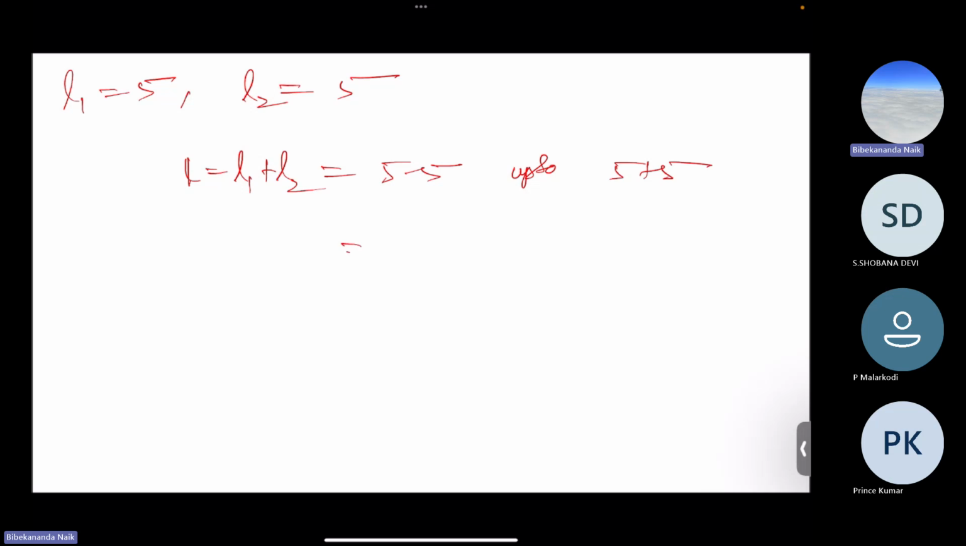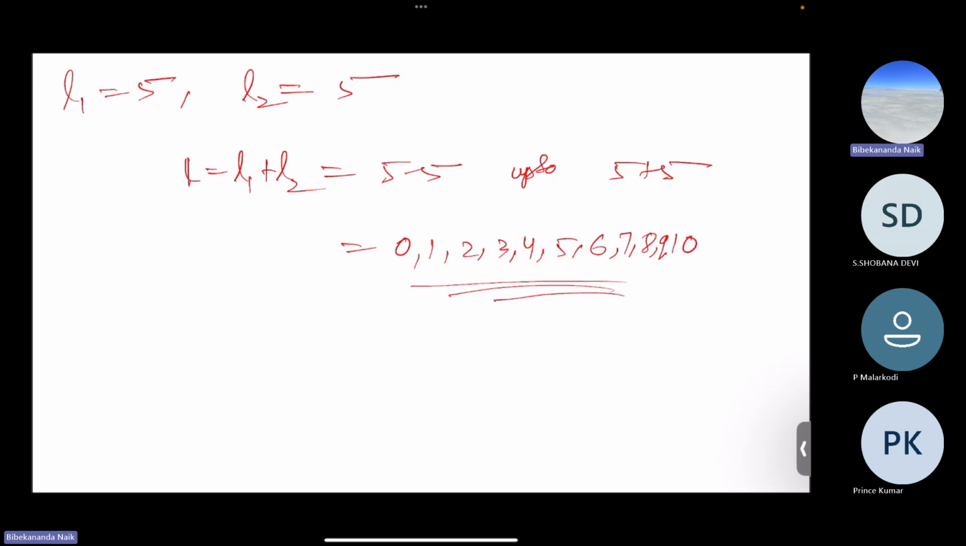Similarly, for example, can anyone tell me, suppose L1 is 5 and L2 is 5. Then what will be the total orbital angular momentum L, that is L1 plus L2? What are the possible values of L? Yes, 0 to 10. Exactly. So 5 minus 5 up to 5 plus 5. So 5 minus 5 is 0, 5 plus 5 is 10. So it's 0, 1, 2, 3, 4, 5, 6, 7, 8, 9, and 10. So these are the values of L.